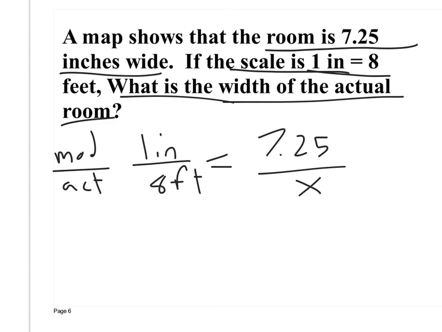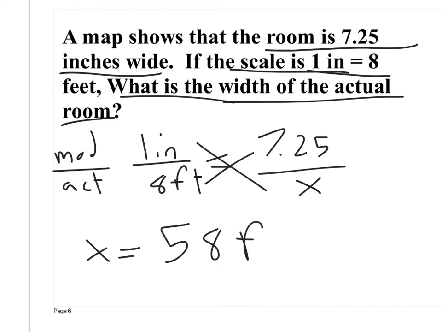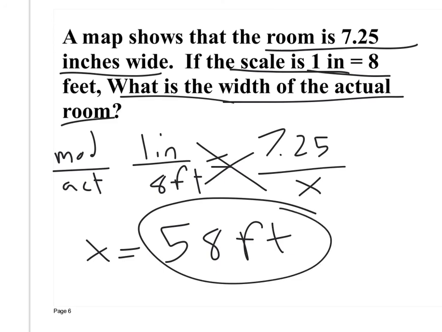Now, I just cross multiply and solve. 1x I can just write as x. 8 times 7.25 is 58. And I don't have to do any division because it's 1x, which is the same thing as x. And make sure you have your unit, which for the actual is feet. So the width of the actual room is 58 feet long.